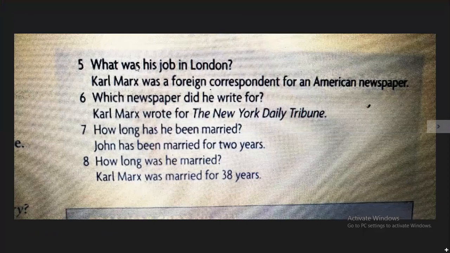5. What was his job in London? Karl Marx was a foreign correspondent for an American newspaper. 6. Which newspaper did he write for? Karl Marx wrote for the New York Daily Tribune. 7. How long has he been married? John has been married for 2 years. 8. How long was he married? Karl Marx was married for 8 years.